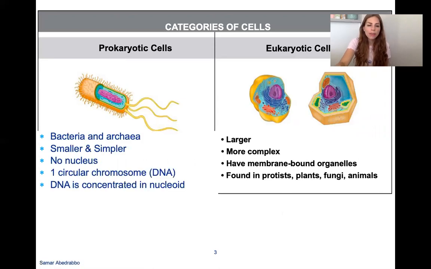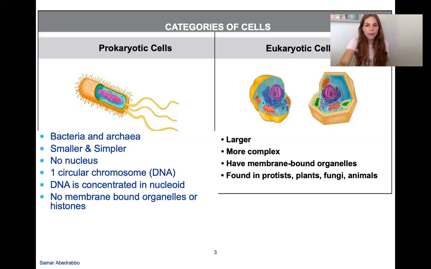Okay, so we talked about all of these, and then another thing in prokaryotic cells is they have one circular chromosome, and chromosome and DNA are the same thing. Their DNA is concentrated in a region called the nucleoid. Again, the nucleoid is just the region where we see the DNA. It is not the nucleus because prokaryotic cells do not have a nucleus.